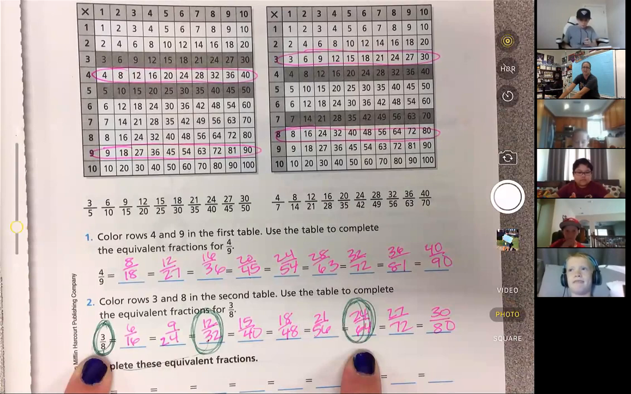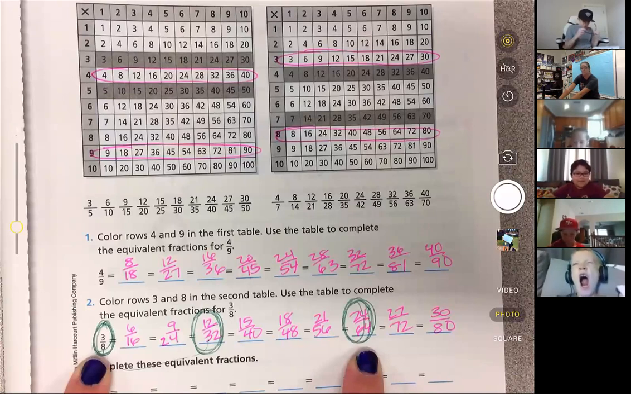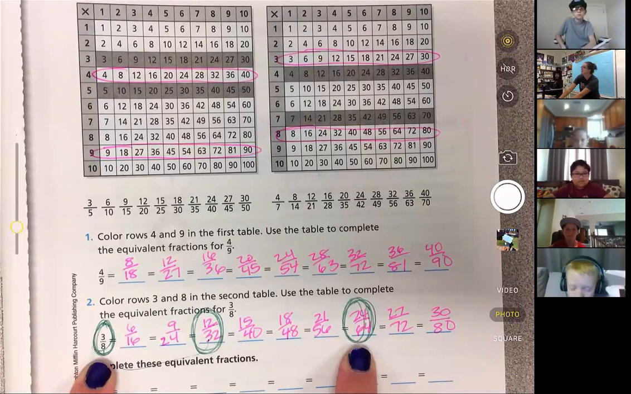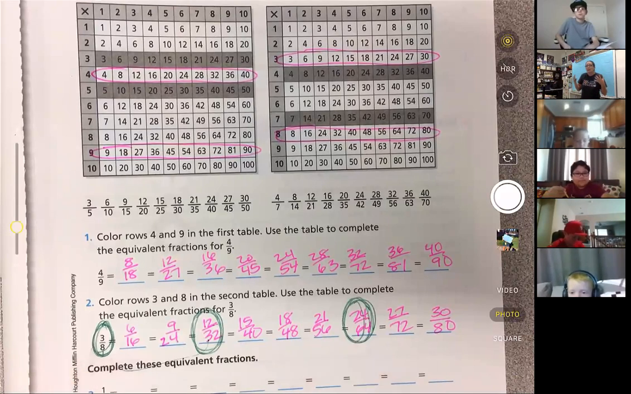How do I get from 3 to 24? Multiply by 8. Yes, 3 times 8 is 24. How do I get from 8 to 64? Multiply by 8. So what is my multiplier then? 8. 8 is my multiplier.